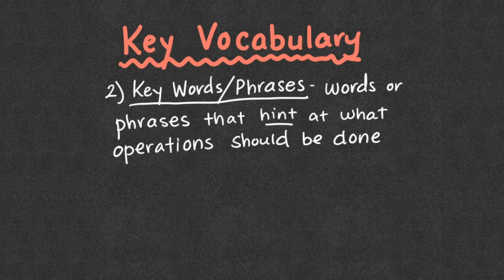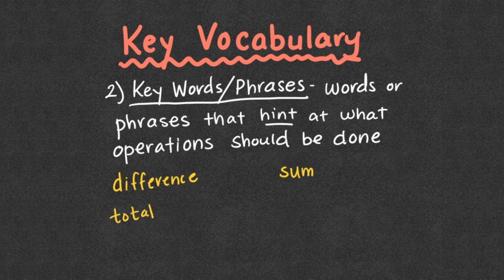All right, two, keywords or phrases that we look for. Those are words or phrases that hint at what operations should be done. Now, this might be words like difference, which could imply that it's subtraction. Sum. Total. Now, total is a tricky one because it could go for multiples, so you may need another keyword to go with total. If you see things like each group, words like split may give you an idea of what operation to use. Each group could be division, it could be multiplication. Splitting into equal groups would be division. So just giving you insight as to what the problem could be.